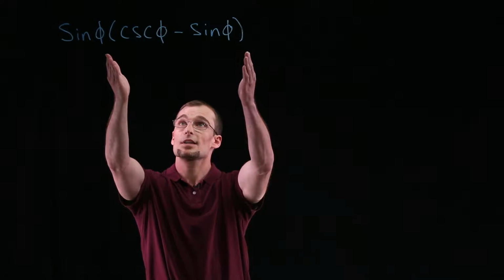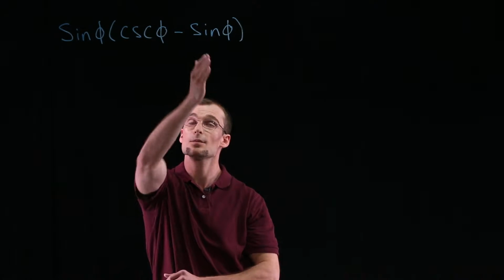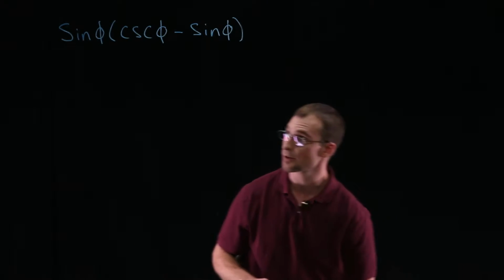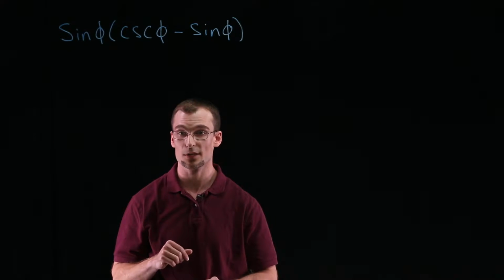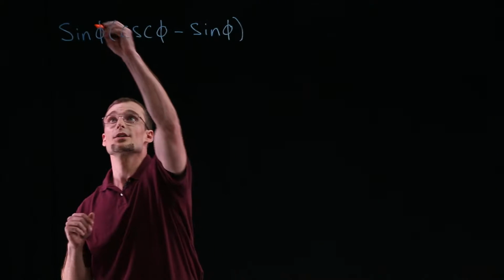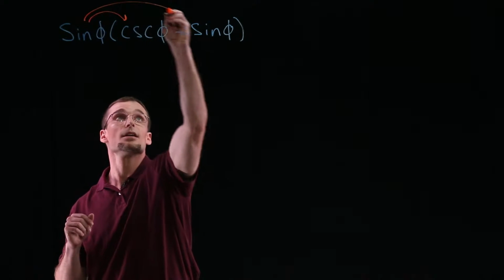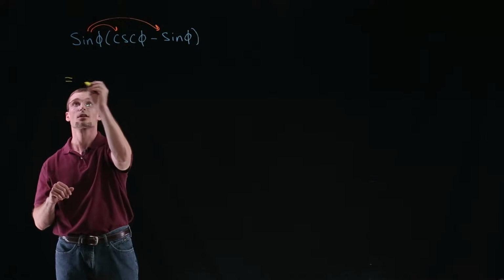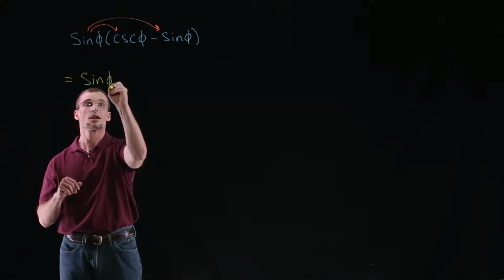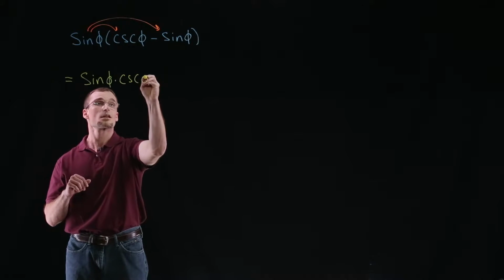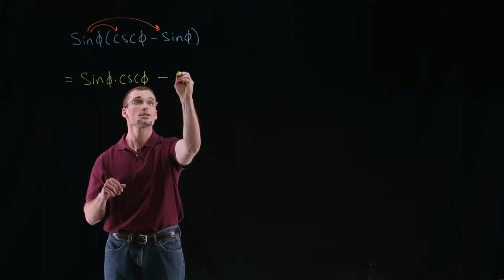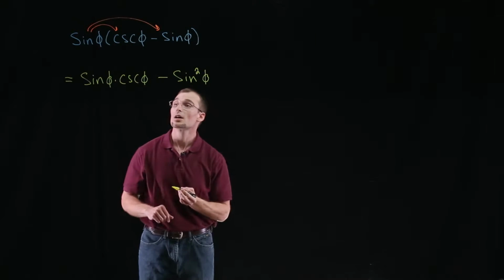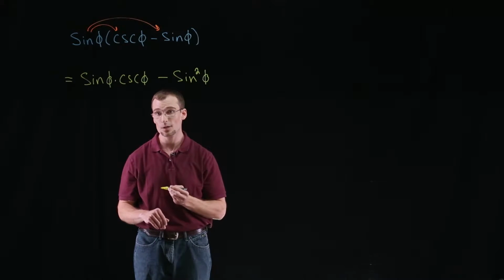We can start trying to simplify the expression inside the parentheses, cosecant phi minus sine phi, and then multiply that with sine phi. Or we can multiply through sine phi inside the parentheses. That's how we're going to start today. So I'm going to distribute my sine phi to the inside, and that's going to give us sine phi times cosecant phi minus sine squared phi.